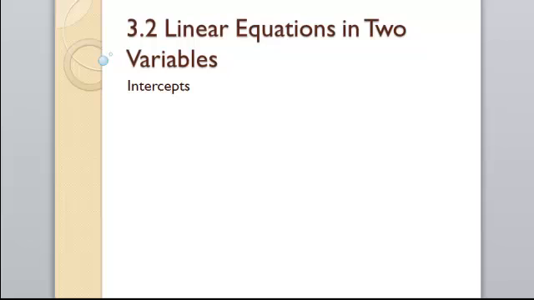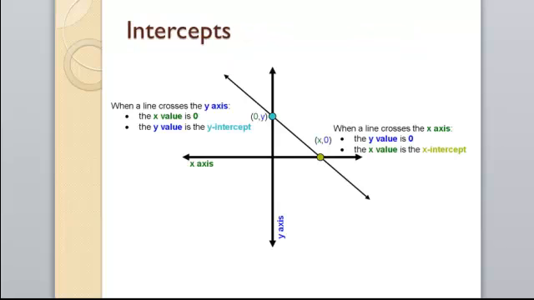Continuing on with our linear equations in two variables, now we're going to be talking about intercepts. Intercepts are the points where your graph crosses either the x or y axis. So if you're looking at the point (x, 0), do you notice how on this line every single point has its own x value, but every y on this line is 0?